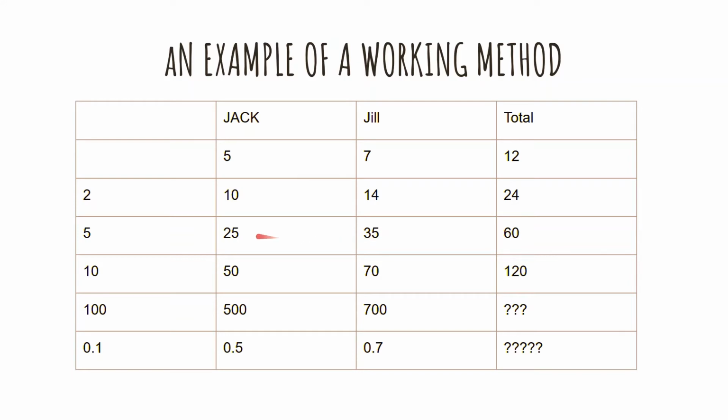The ratio here, 25:35, if there's £65. If we divide 25 by 5, we get 5. If we divide 35 by 5, we get 7. So the ratio remains the same.